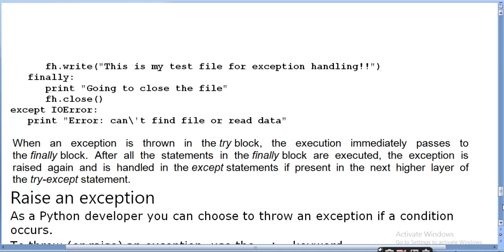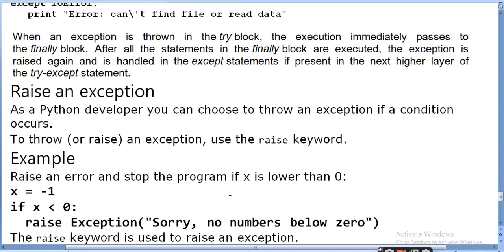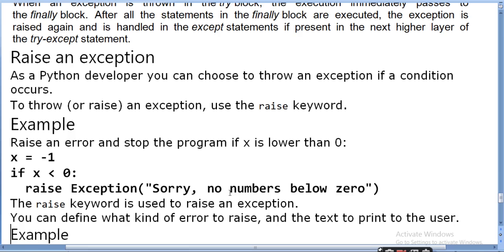When an exception is thrown in the try block, the execution immediately passes to the finally block. After all statements in the finally block are executed, the exception is raised again and is handled in the except statement if present in the next higher layer of the try except statement. Raise an exception. And as a Python developer, you can choose to throw an exception if a condition occurs. To throw or raise an exception, use the raise keyword.